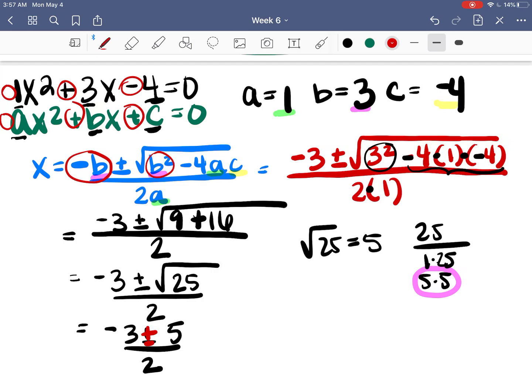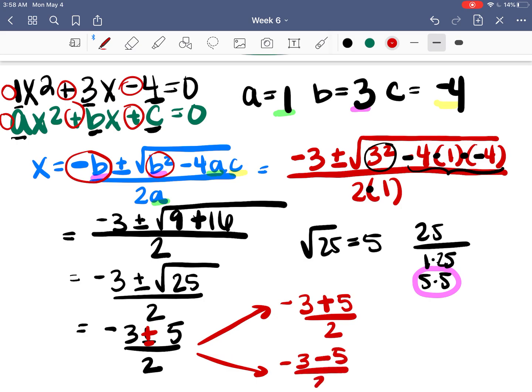Second to last step is to split up your fraction into 2 parts. Remember that we have both a positive and a negative, a plus and minus sign. So I'm going to break it up into negative 3 plus 5 over 2 and negative 3 minus 5 over 2. And once I simplify that fraction to the very end, I am done.